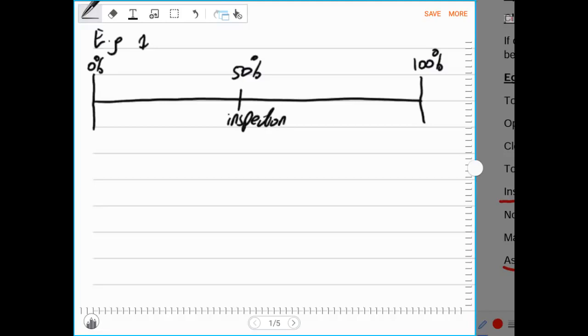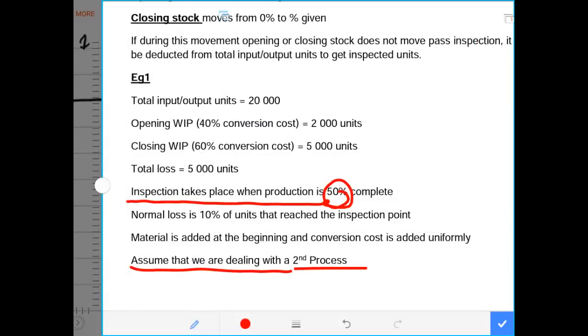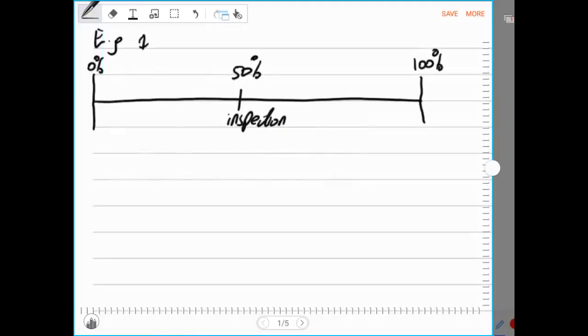So now we inspect when the units are 50% in terms of completion. Then now we go to the second percentage, where we look at the opening and the closing, so that we determine either did the opening or the closing pass through the point of inspection or not. If no, therefore now we deduct. If yes, we do nothing about that. Here is our opening stock. Our opening stock is 40% in terms of completion with regard to conversion cost. Therefore, now 40% will definitely be before 50%, meaning it will be there around 40%. That will be the opening stock. So now these are the units that we open with.